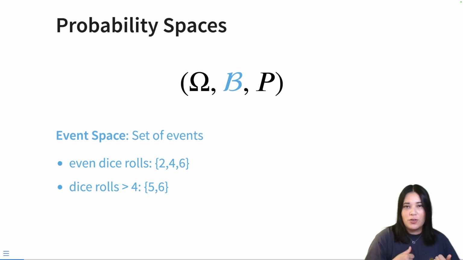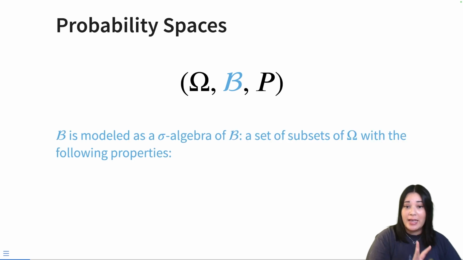An event space is just a set of events that can happen. For instance, one event we might be interested in if we're rolling dice is dice rolls that are even. So that would be 2, 4, and 6. Or we might be interested in dice rolls that are greater than 4, which would be 5 and 6. Your event space is going to be a set of subsets of your sample space, and they have to have the following properties. The first thing is that you have to have the null set, so nothing happened, in that space.